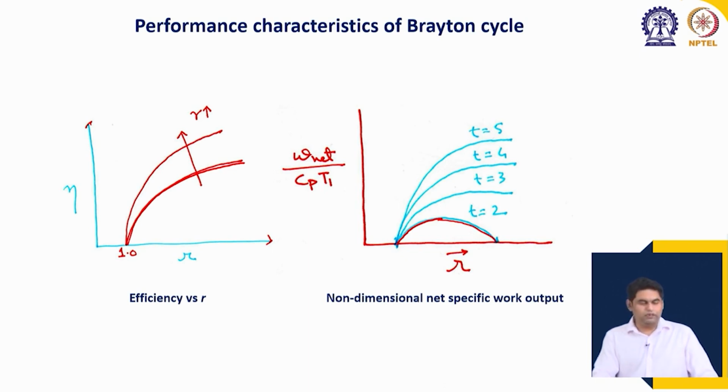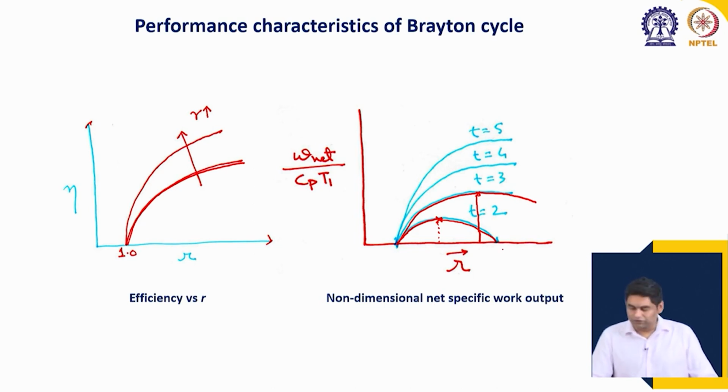So, this means that there is a maximum value of work output which occurs at a certain optimum value of R. Similarly, at a higher temperature ratio, say T equal to 3, we have a similar maximum value of work output which occurs at a higher value of R, but still it exists. So, some optimum value of R exists, different from the case of T equal to 2, after which, if we keep on increasing R, the work output decreases.